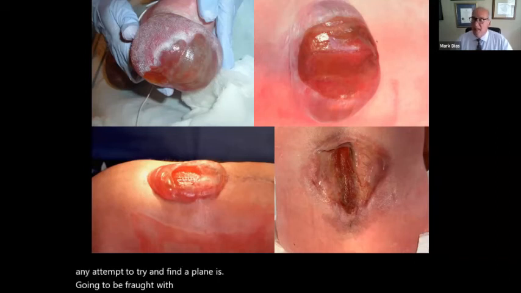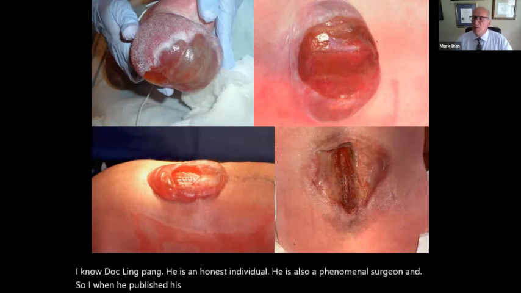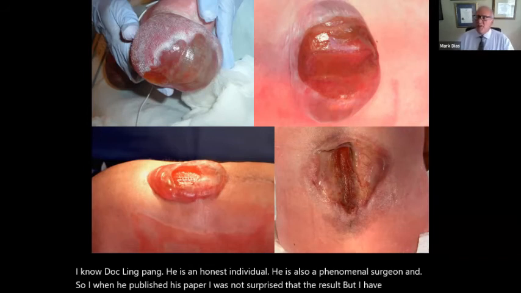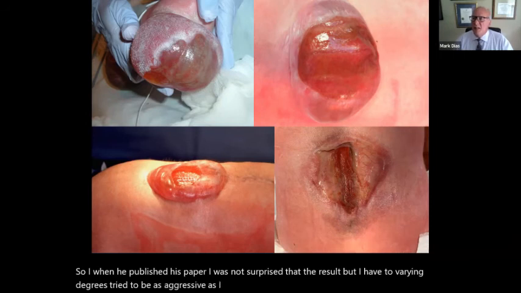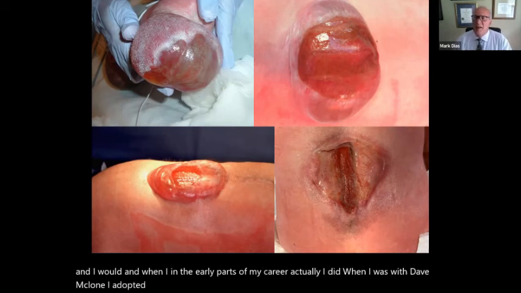I know Dr. Pang. He is an honest individual. He is also a phenomenal surgeon. So when he published his paper, I was not surprised at the result. But I have, to varying degrees, tried to be as aggressive as I could with taking lipomas out. Often I'd chicken out, and in the early parts of my career, when I was with Dave McClone, I adopted the laser technique, and then I went back later in my career to the Pang method.